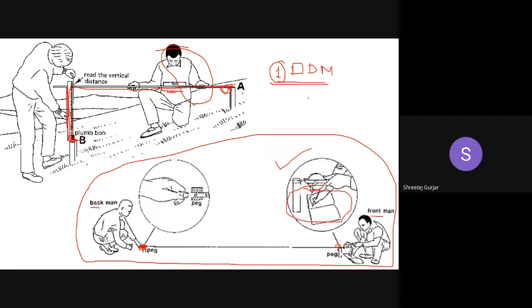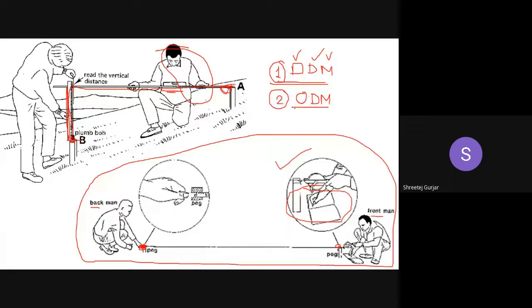Coming to the second point. Before I show you, can you tell me what can be the second type of distance measuring? The first one is direct distance measurement. What type of distance measurement can we go for? You can say indirect, or instead of indirect, we shall say optical distance measurement.